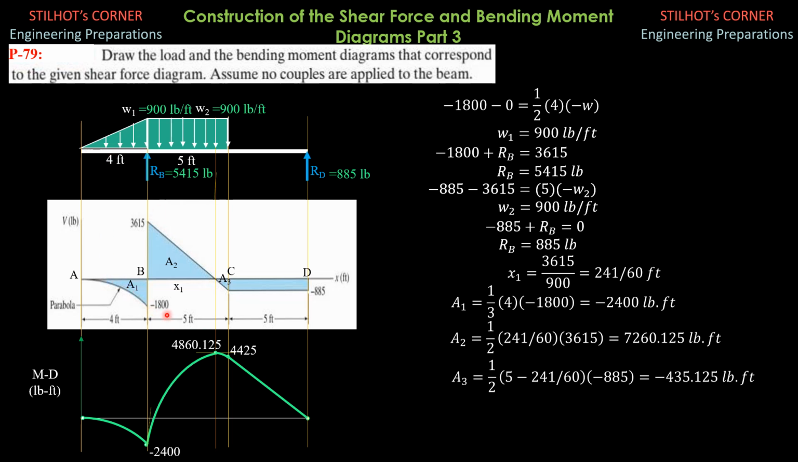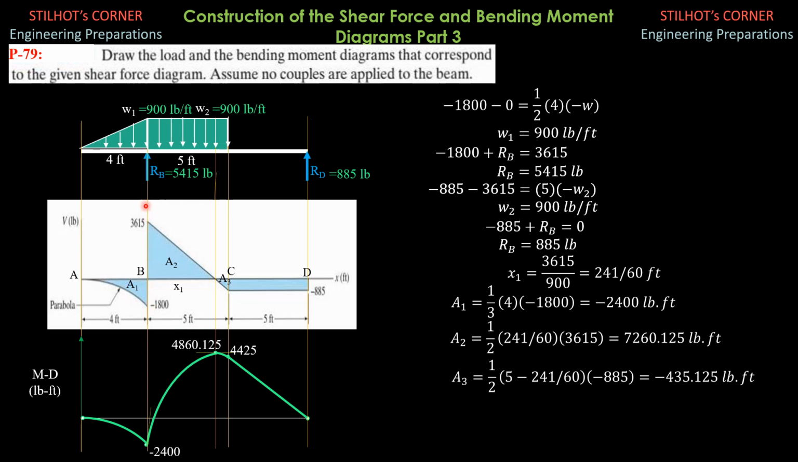Remember the change in shear, negative 1,800 minus 0, is equal to the area of the triangle above. W1 is positive downward. So negative 1,800 minus 0 is 1/2 of 4 feet times negative W1. So W1 is equal to 900 pounds per foot downward as shown in the figure.